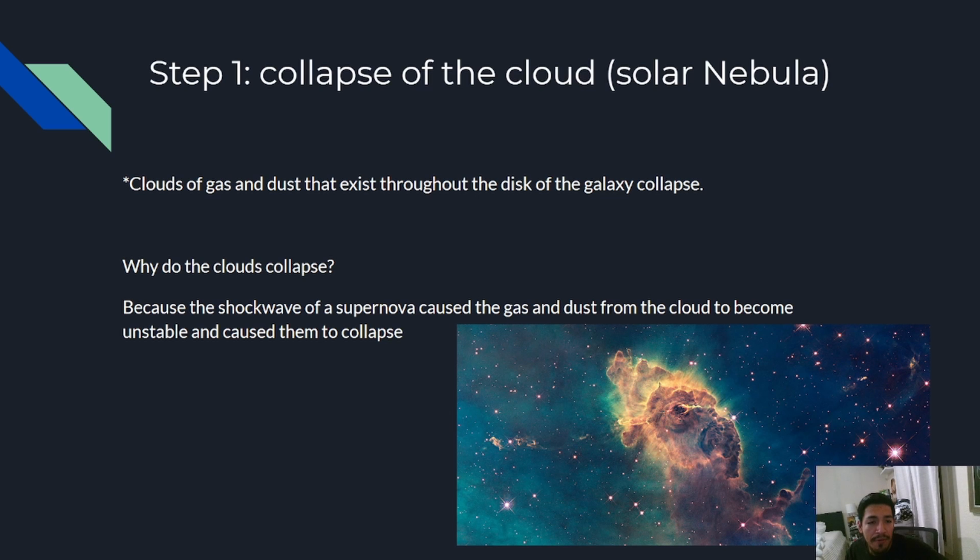The first step of planet formation is the collapse of the cloud or the solar nebula. Clouds of gas and dust that exist throughout the disk of the galaxy collapse. And why do the clouds collapse? Well, a theory is that the shock wave of the supernova causes the gas and dust from the clouds to become unstable and causes them to collapse.